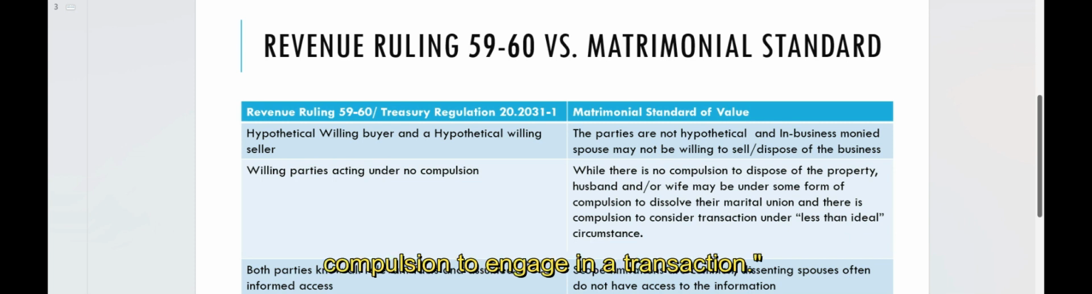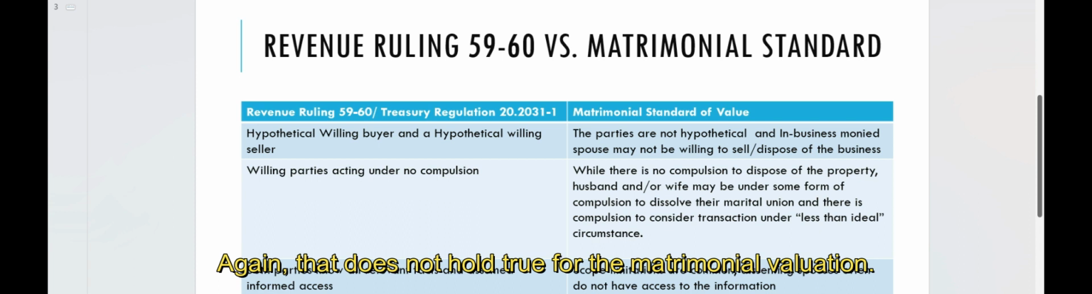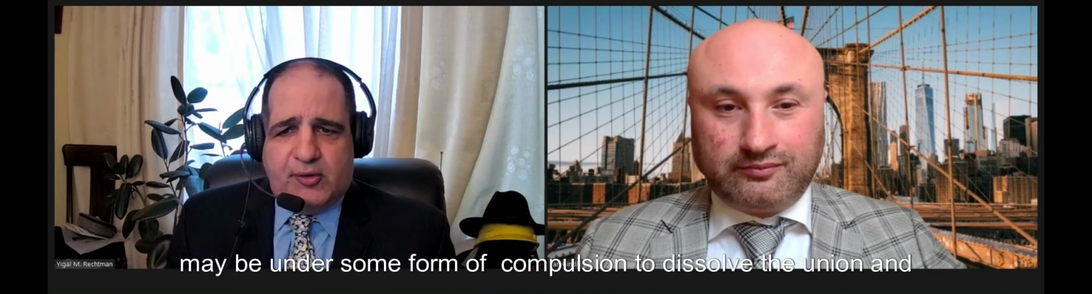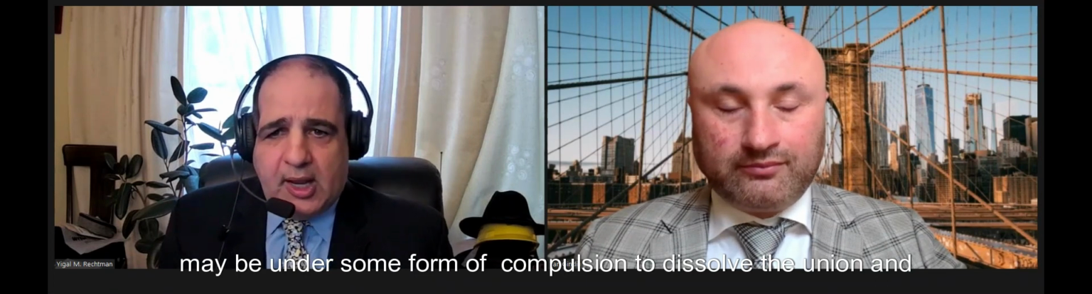Let's take a look at another difference. Willing parties are acting under no compulsion to engage in a transaction. Again, that does not hold true for matrimonial valuation. There's no compulsion to dispose of the property, but the husband and wife may be under some form of compulsion to dissolve their union. And there's a question of timing. The timing may not be ideal for dissolution or selling of a particular asset, so that could affect the matrimonial estate. For example, if a business is in a growing phase, then the value may only reflect part of it. Or if the business is in a post-growing phase, the value may be overstated.